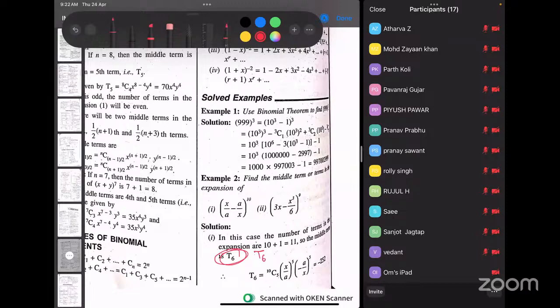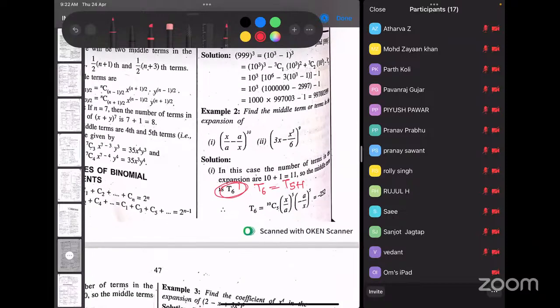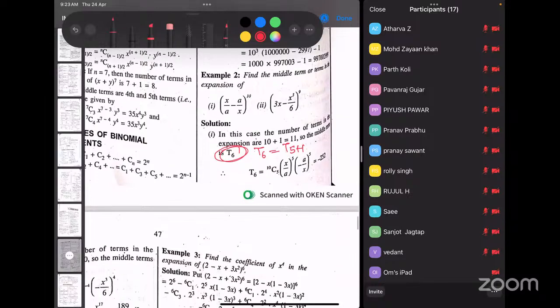And T6 can be given as T5 plus 1. So the answer will be 10C5 (x/a) raised to power n minus r, that is 10 minus 5, and (a/x) raised to power r, that is 5 again. And on simplification, we will get minus 252. Are you getting how to find out the middle term?